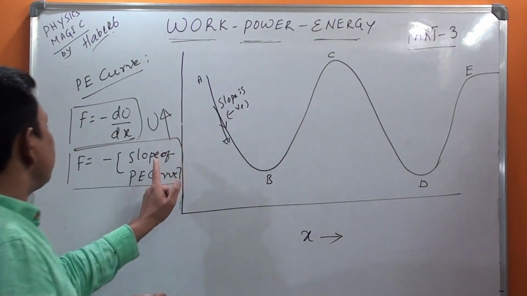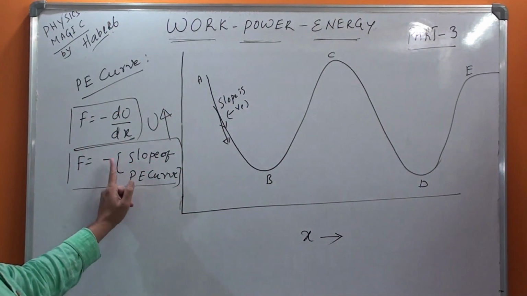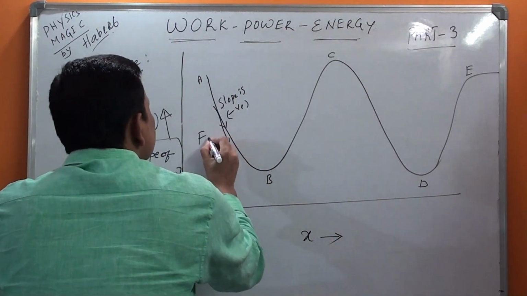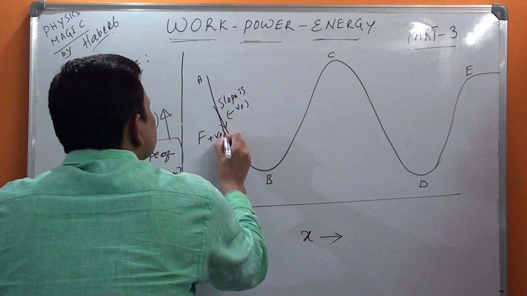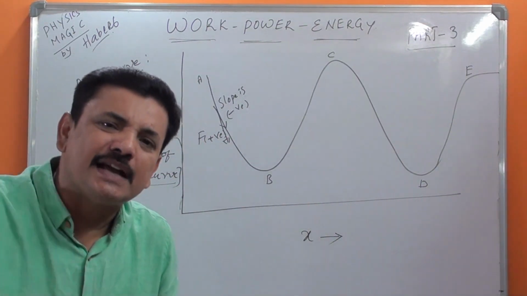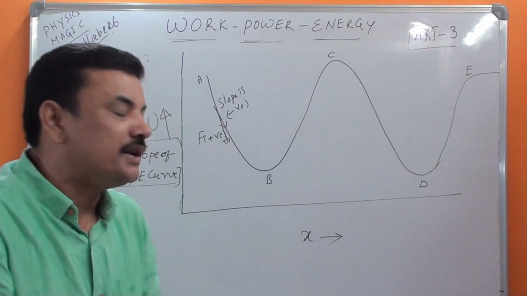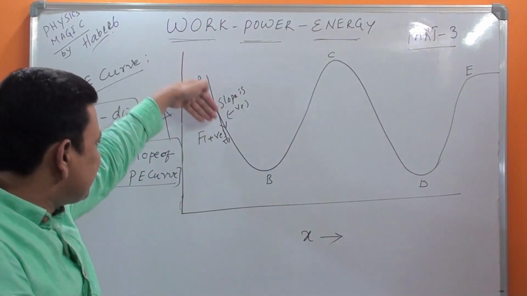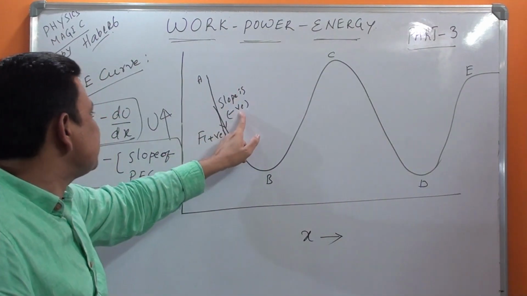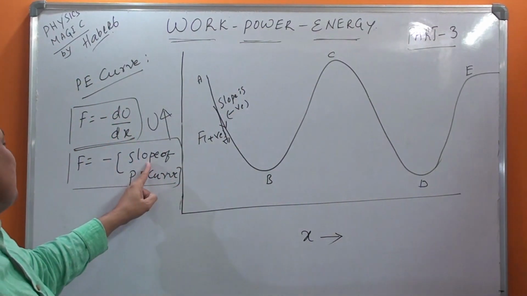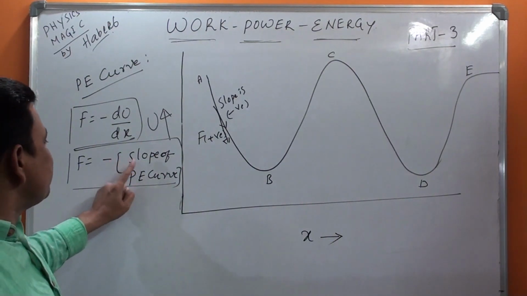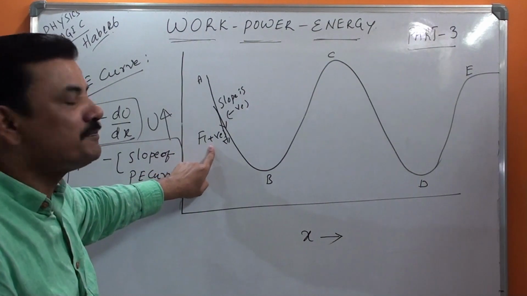So when the slope is negative, already negative is there. So negative of negative becomes positive. So force is positive. How simple it is? You are worrying, but I am using simple sentences. Because it is coming down, definitely slope is negative. When slope is negative, already in the formula the negative is there. Negative into negative, positive. So force becomes positive.